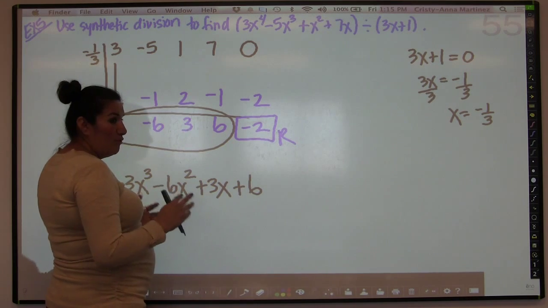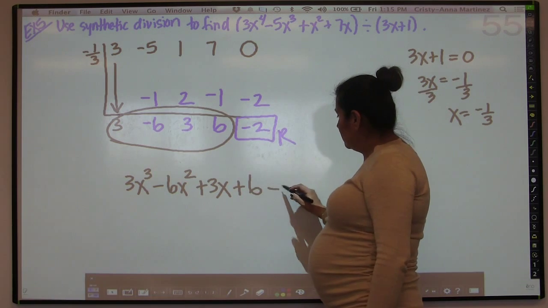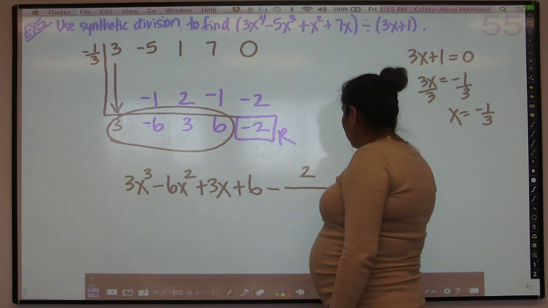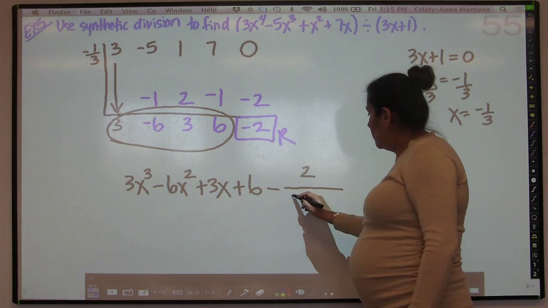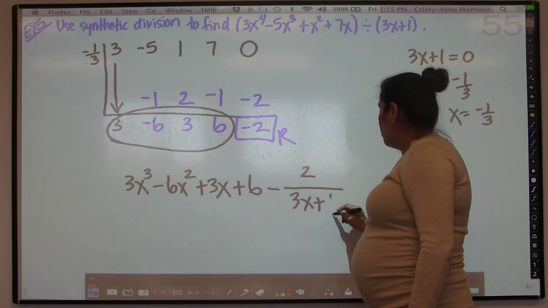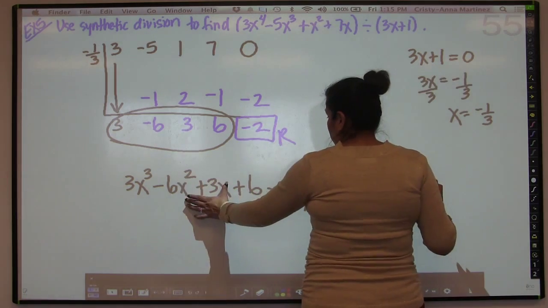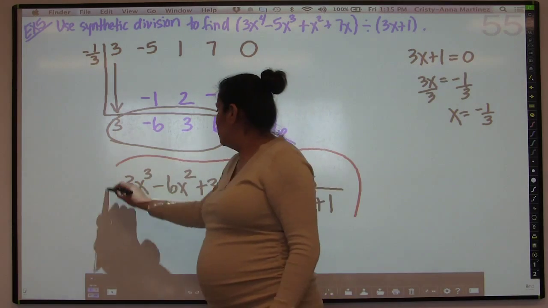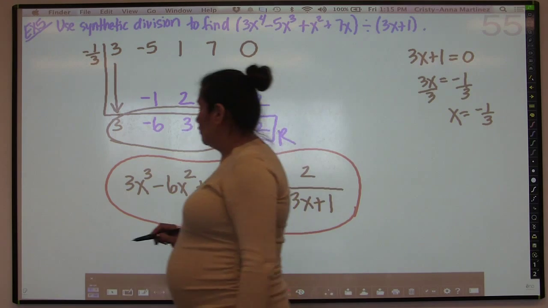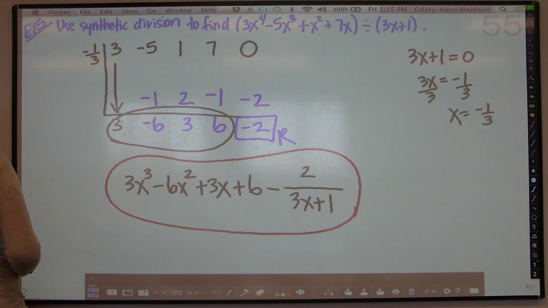And remember that when we have a remainder, because it's a negative remainder, we're not going to put plus, we're going to go minus 2 divided by your divisor. And our divisor was 3x plus 1. So that is how you would write your answer as a mixed number. You would write how many times it went in evenly plus the remainder divided by the divisor. So this is now our answer for example 5. And so there you go.